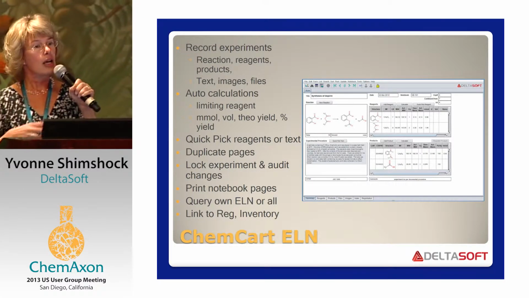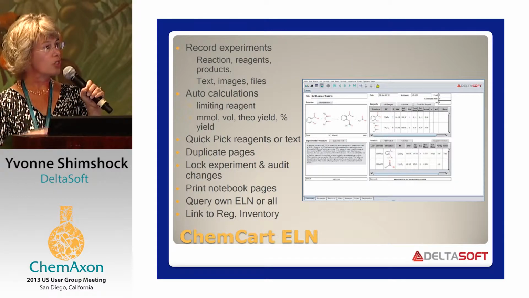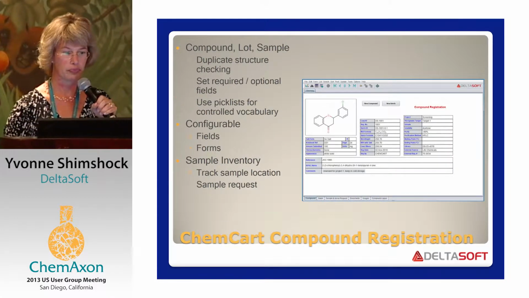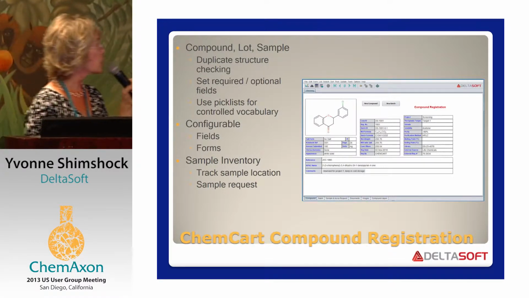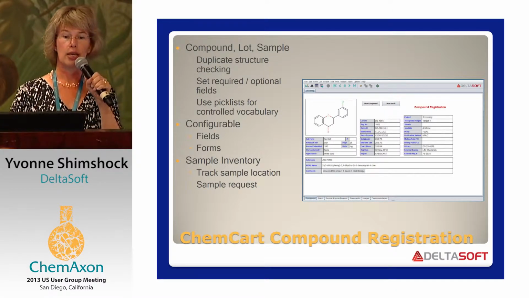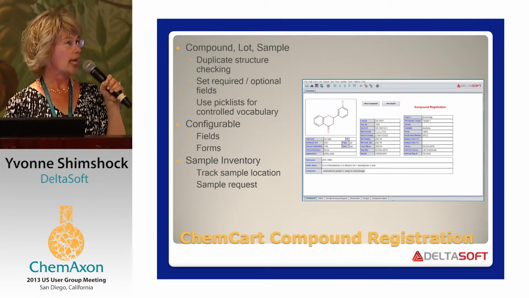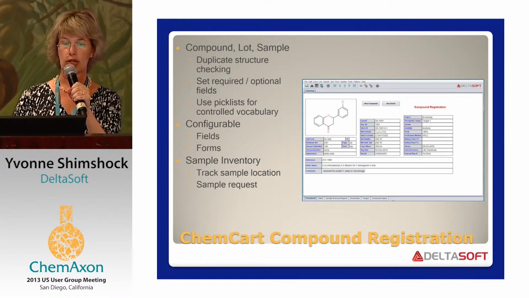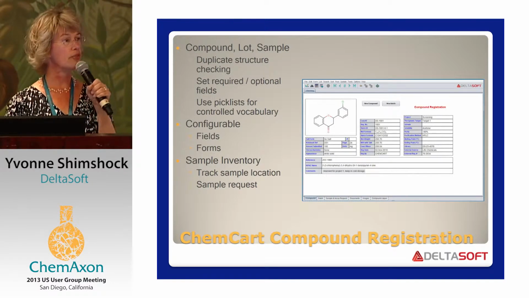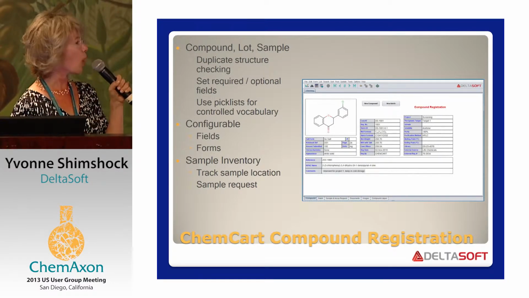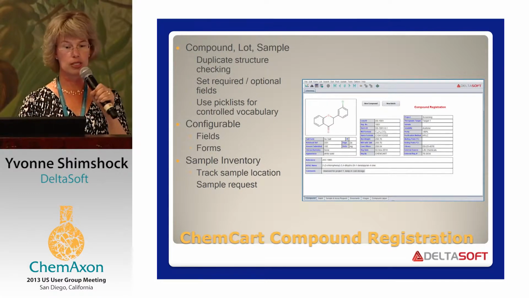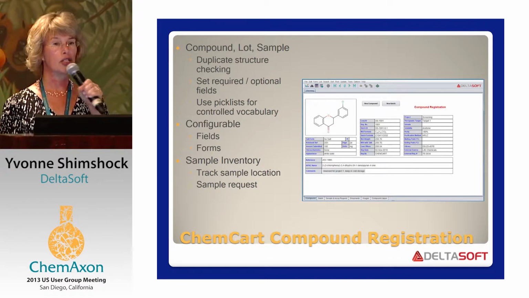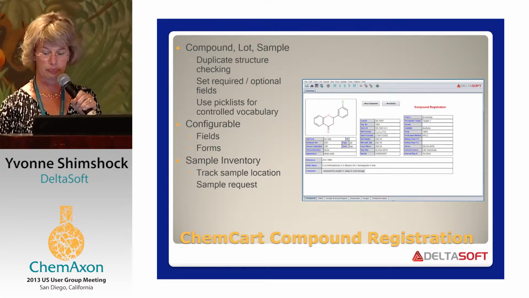From the ELN, you do have access to the reagent inventory, and then you can also go forward into compound registration as well. With compound registration, we have compound lot sample type of registration. Again, with the ChemAxon cartridge, you have the access to the duplicate checking and the structure standardization. The system is configurable, so you can set up required and optional fields per your own business rules. And this then will lead right into or loop right into the sample inventory system.